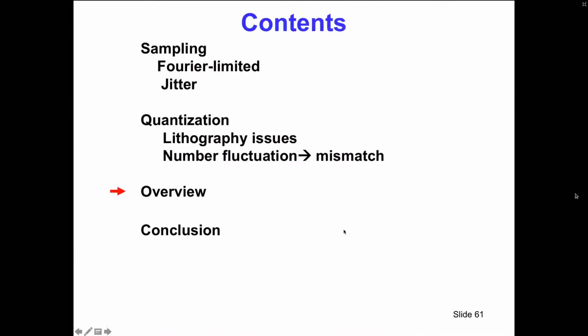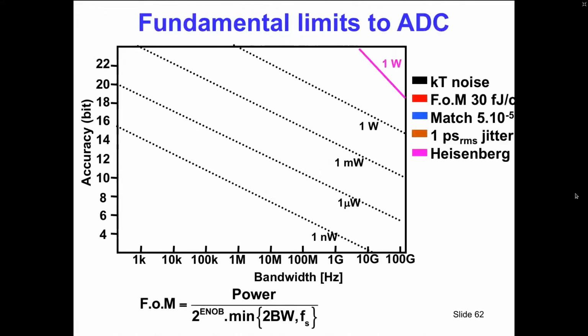Well, basically rounding up. I started with a few fundamentals of A to D converters. We looked at Heisenberg here in the upper corner. We looked at thermal noise. We checked jitter, and we see that there's a whole range over here where we will not penetrate with sampled data systems soon.